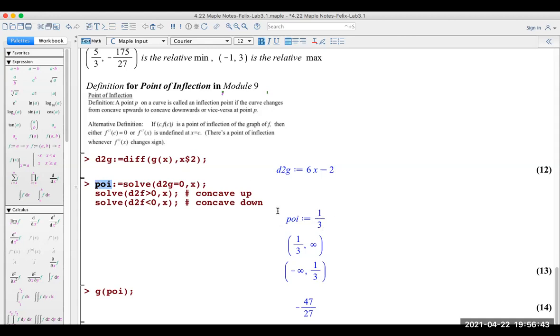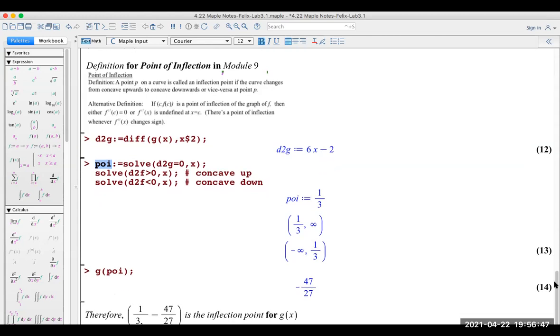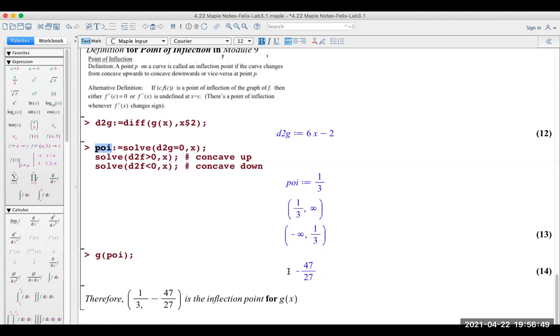Now we can substitute this value into the function so we can find the y value. At the same time, you can also solve for the second derivative greater than 0 and less than 0, where you can find where the function is concave up and concave down. Okay, so that's another way for you to find the x value where the function has a point of inflection. It's the same thing. It gives us 1/3 as well.